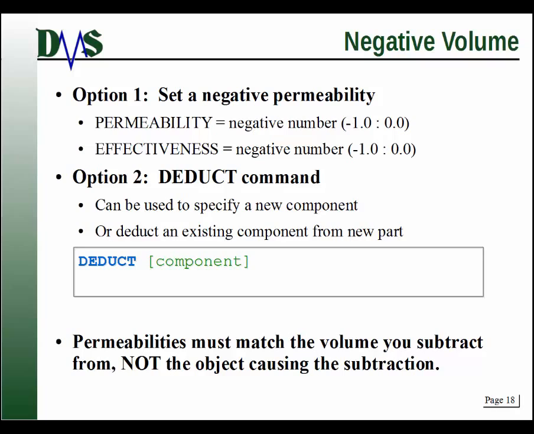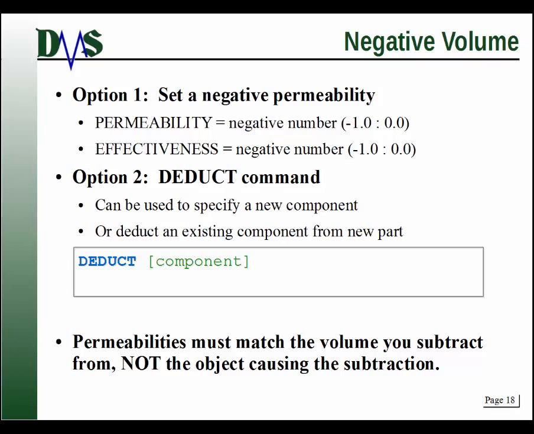So I was kind of a little misleading at first when I said that your permeability can be any number from 0 to 1. Well, it can actually go all the way down to -1. And so any permeability below 0 is a negative volume. Same way for effectiveness. So that's one way you can create a negative volume, is you just set your permeability to negative numbers, but do everything else like normal.